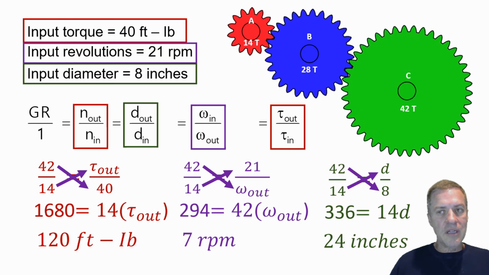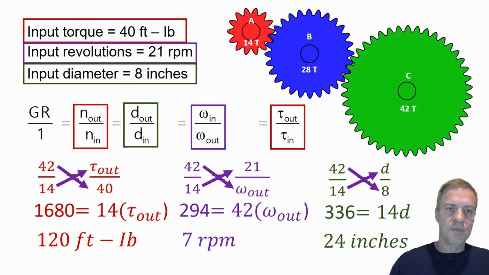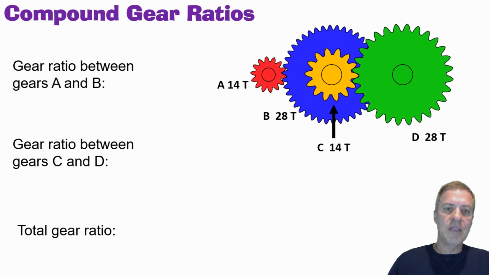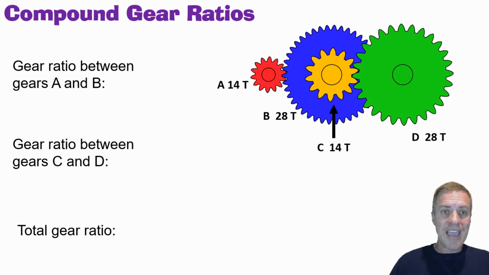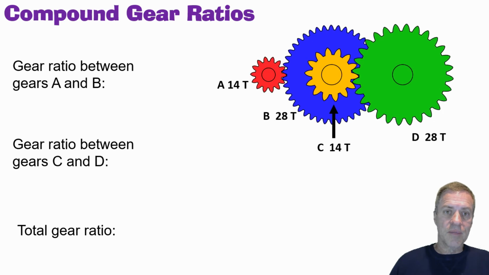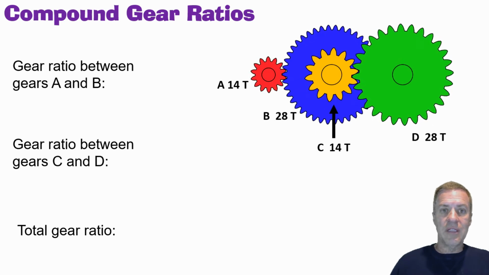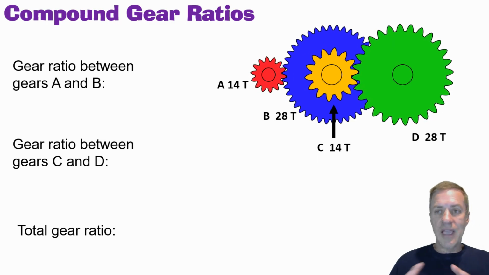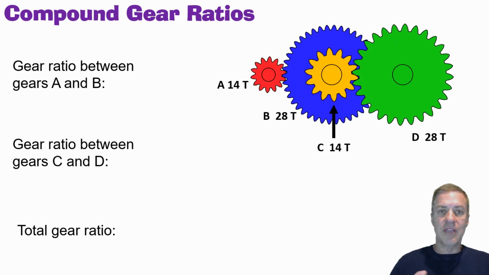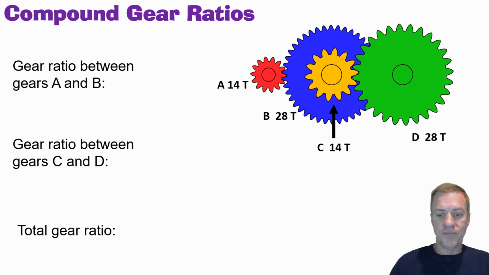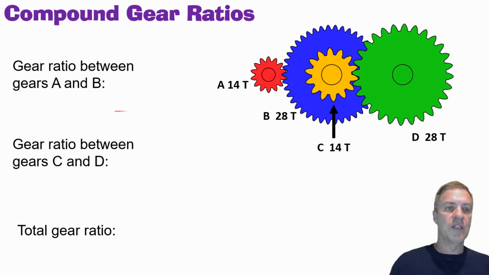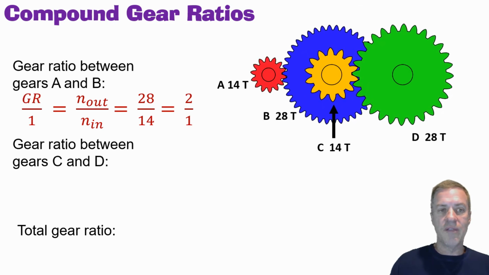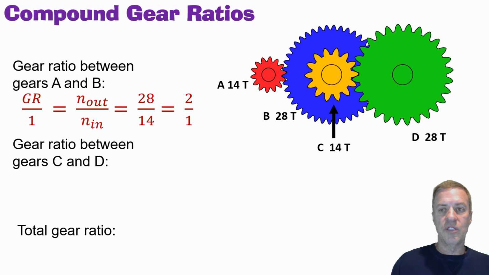Now we can go with a little bit different gear setup. So we've got one like this where we've got A is driving B, then C is attached to B, and then C is driving D. So that B and C gear attached together, that's not just an idler gear. That's going to change our ratios. So if we look at the gear ratio between A and B, we get 28 divided by 14, which is 2:1.